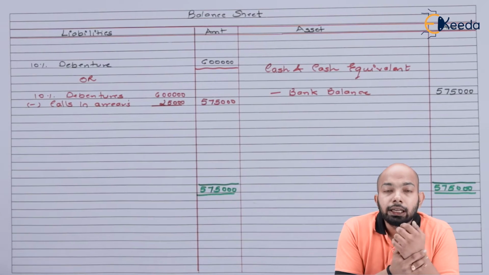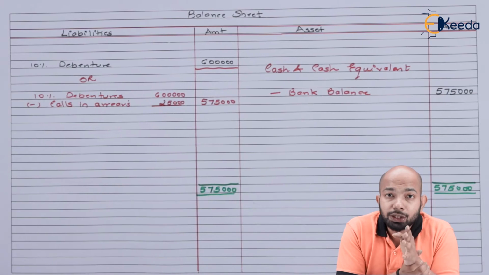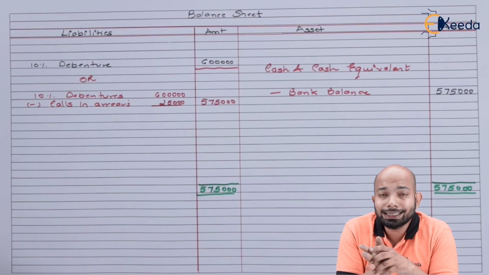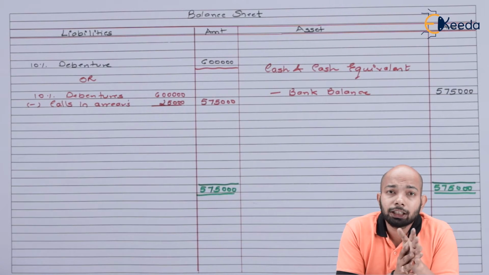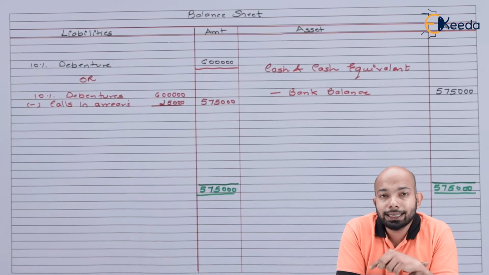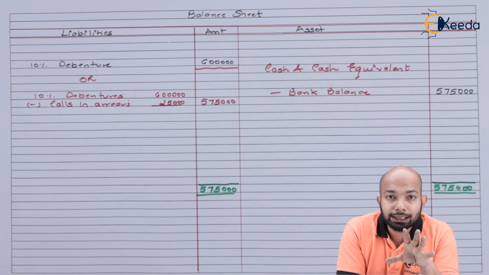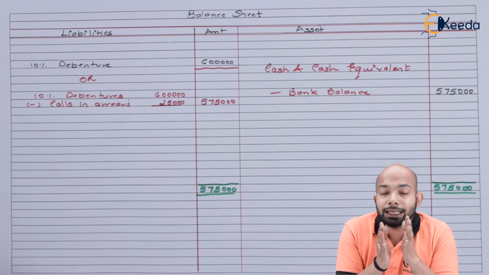On the contrary, if you didn't have to subtract calls in arrears from the share, or rather the debenture balance, you can mention it on the credit side here. That will give you an exact balance of 6 lakh on both sides. Here, as we've already subtracted it, you're seeing the balance of 5,75,000 as the balance sheet tally here. Now, here we complete case 1.